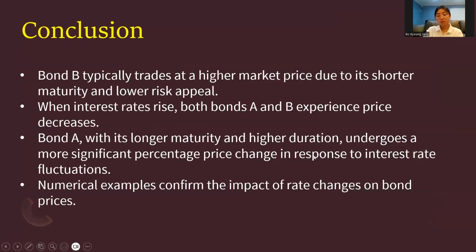In conclusion, bond B typically commands a higher market price due to its shorter time to maturity, which appeals to risk-averse investors seeking quicker principal return. When interest rates rise, both bond A and bond B experience price declines, but bond A, with its longer maturity and higher duration, undergoes a more significant percentage price change, illustrating its heightened sensitivity to rate fluctuations. Numerical examples substantiate these principles.